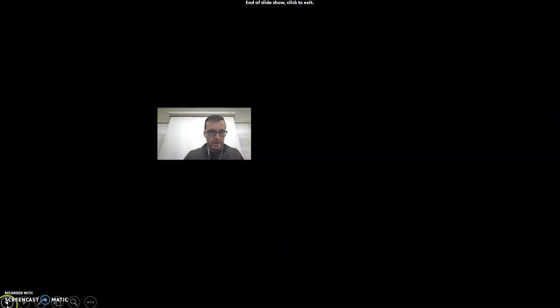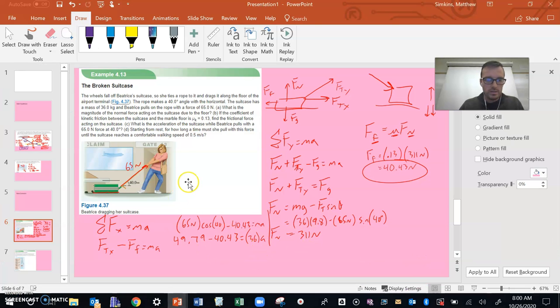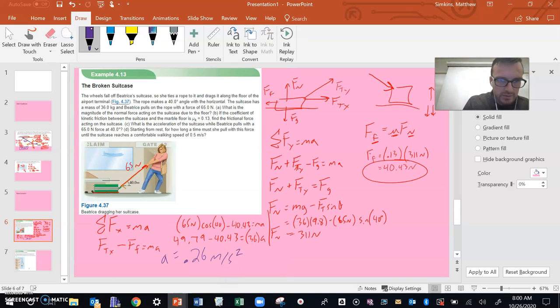So a little algebra magic here. All right, sorry about the jump there. I had a little PowerPoint issue jumping back into here. So that happens when I try to be fancy. All right, 49.79 minus 40.43 divided by 36. Our acceleration here is going to be 0.26 meters per second squared.